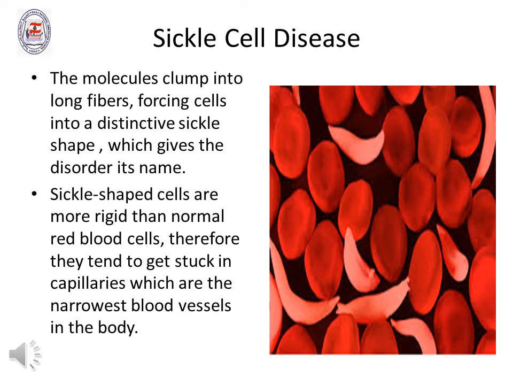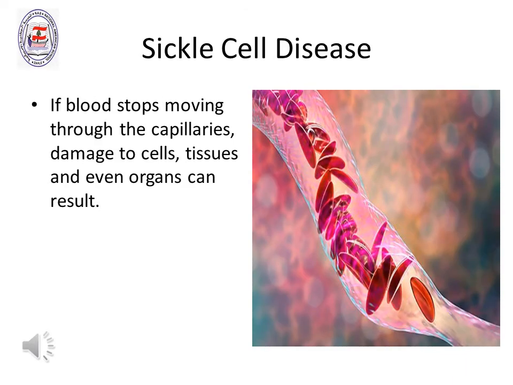This sickle cell disease will clump molecules into long fibers, forcing them into a distinctive sickle shape, as you can see in the following figure, which gives the disorder its name. Sickle-shaped cells are more rigid than normal red blood cells. Therefore, they tend to get stuck in small capillaries, which are the narrowest blood vessels in the body. If blood stops moving through these capillaries, damage to cells, tissues, and even organs can result.